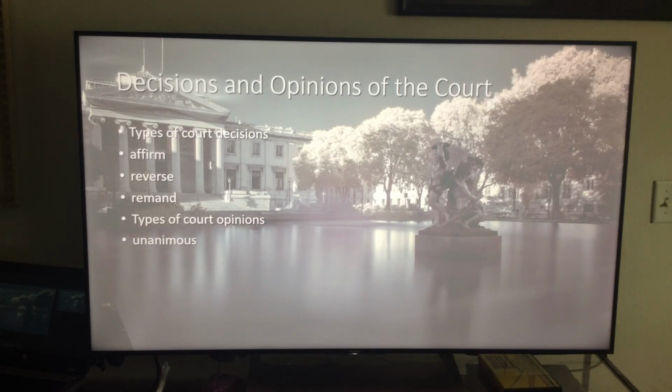Types of opinions, these should be easy. Unanimous, all 9 agree. So unanimous decision or opinion. Majority, 5, 6, 7, 8, that's the majority. They come up with their opinion. Why did they vote the way they did? Concurring, I agree with the majority, but my reasoning is different. So when we talk about concurring opinion, I agree with the majority, but I have different reasoning that I got there. So I concur with the majority, but my reasoning is different. And then dissenting is the minority opinion. Dissenting, I dissent from the majority. So the dissenting opinion is the minority opinion.